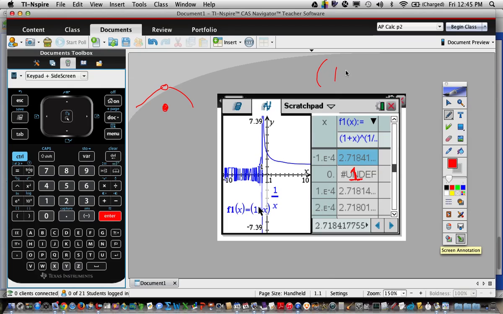Okay, look at this: (1 plus x) to the 1 over x. Now what we have is x getting close to 0. This is something we're going to investigate a lot more later, when we start getting into infinity. Infinity is kind of a crazy thing. But as x is getting close to 0, what's happening inside the parentheses? As x gets really close to 0, it's getting really close to 1, but not quite 1, but getting close.